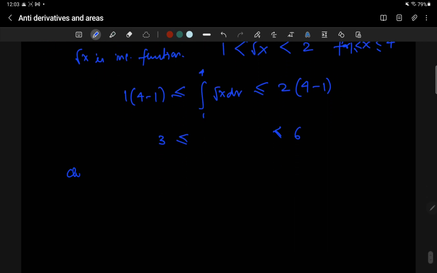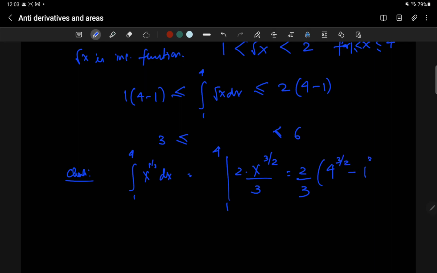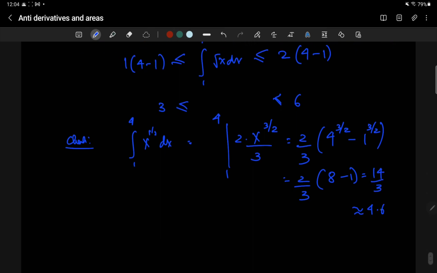And we can verify. Why or how? Because we know how to find the antiderivative of x to the 1/2. That's x to the 3/2 over 3/2, evaluated from 1 to 4. So this is 2/3 of 4 to the 3/2 minus 1 to the 3/2. 2/3 of the square root of 4 is 2, and 2 cubed is 8, and 8 minus 1 is 7. So this is 14 over 3, which is approximately 4.66. So it does lie in that range.